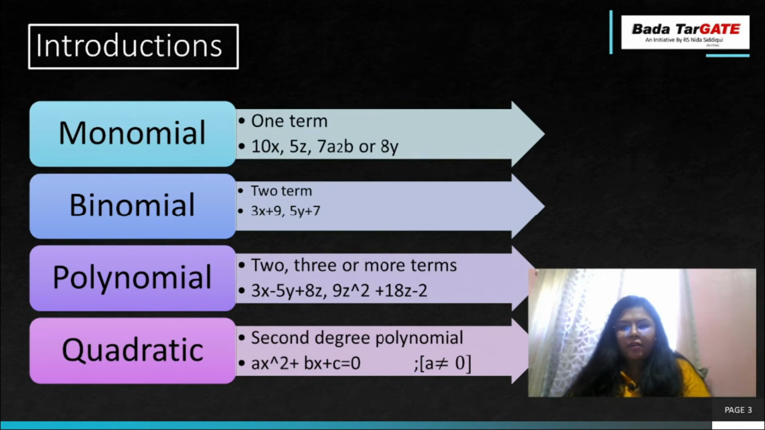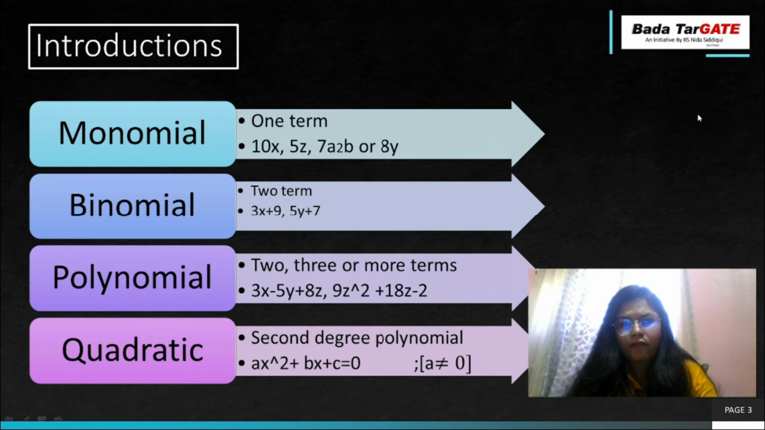Now comes algebra, where we have different types of expressions. First we have monomial, in which one term is required. For example, 10x, 5z, 7a square b, or 8y. The second we have binomial, which has two terms. For example, 3x plus 9, 5y plus 7. In polynomial, we have 2, 3 or more terms. For example, 3x minus 5y plus 8z. So x, y, z are the variables, that are three variables. Then we have 9z square plus 18z minus 2. This is one example of a polynomial equation.